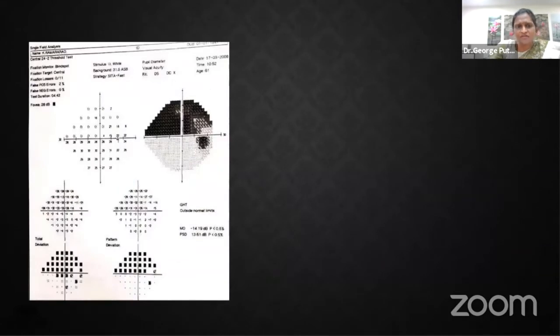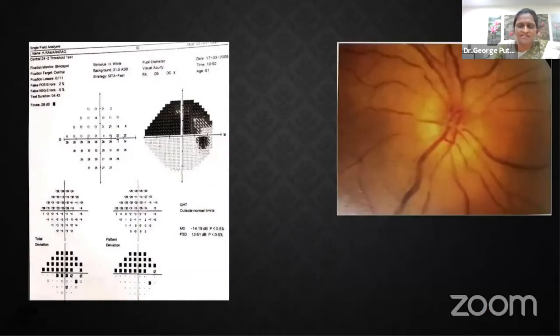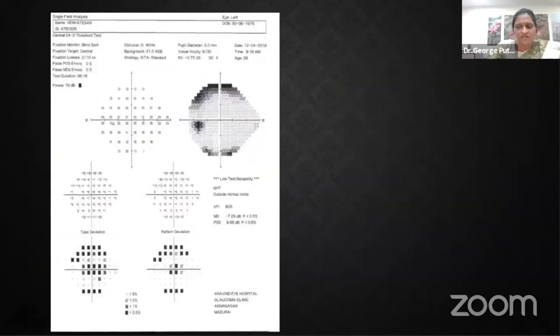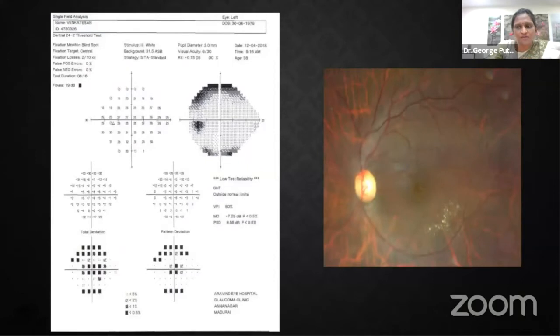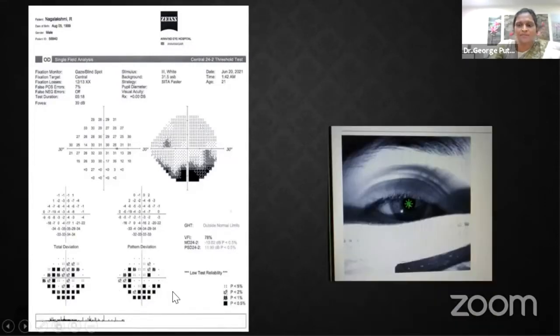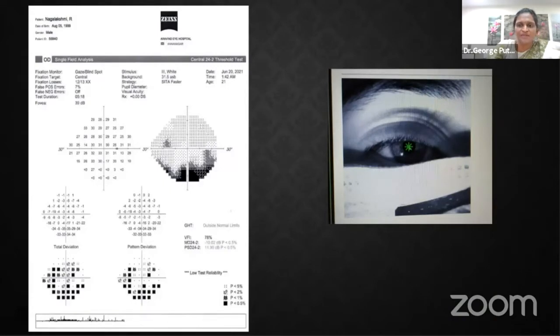So is this field defect, a superior arcuate defect, due to glaucoma? When we examined the nerve, it was anterior ischemic optic neuropathy. The field defect is an altitudinal field defect due to the optic neuropathy. So here is a similar patient with an inferior vein occlusion causing the superior scotomas. Here is a young patient, a glaucoma suspect whose previous fields were normal, who suddenly came with a field defect inferiorly. When we investigated, it was because of the mask the patient was wearing, leading to this inferior arcuate scotoma. So always make the patient comfortable during the testing. It is as important as analyzing the result.